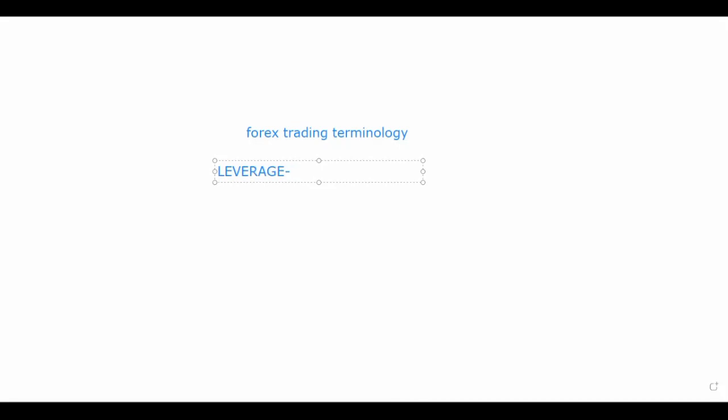So leverage, we'll be talking about what? The ability to gear your account into a position greater than your total account margin. So that's the definition of leverage.